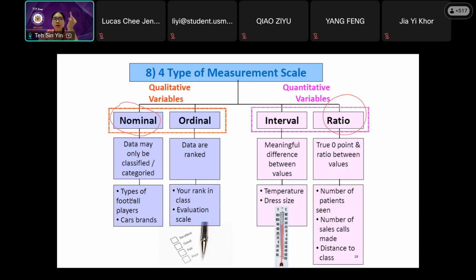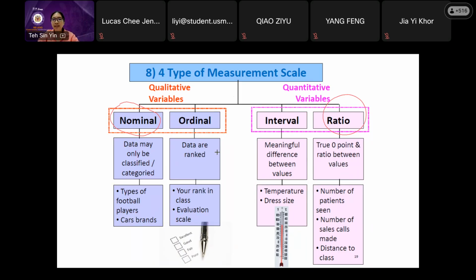For example, type of football player. The earlier slide, your original textbook slide, used the number of football players. Number of football players is not nominal level. Number of football players, you can count how many of them, so it is a quantitative variable. So please change it to type of football player if you use the original slide. Car brand, for example, Toyota, Honda, Proton, and so on. So car brand is the nominal measurement scale.